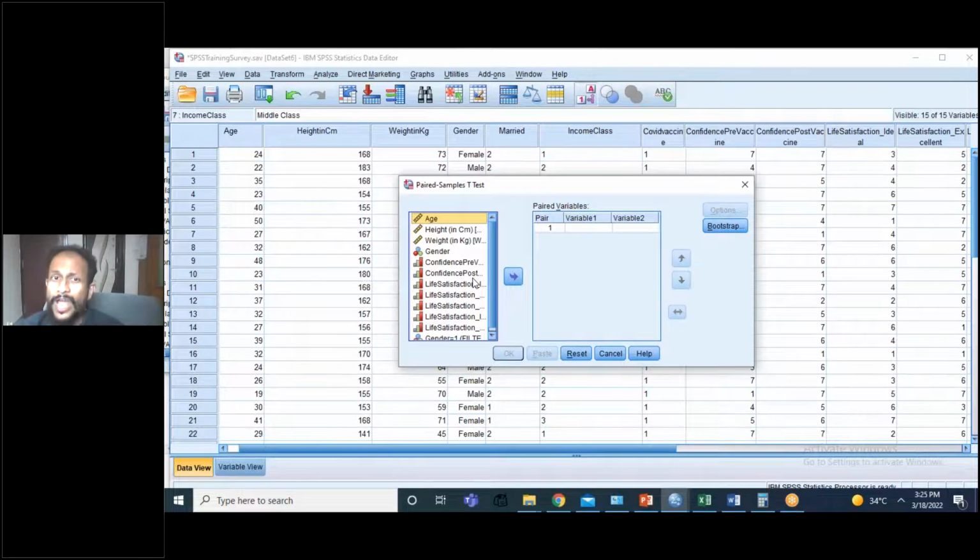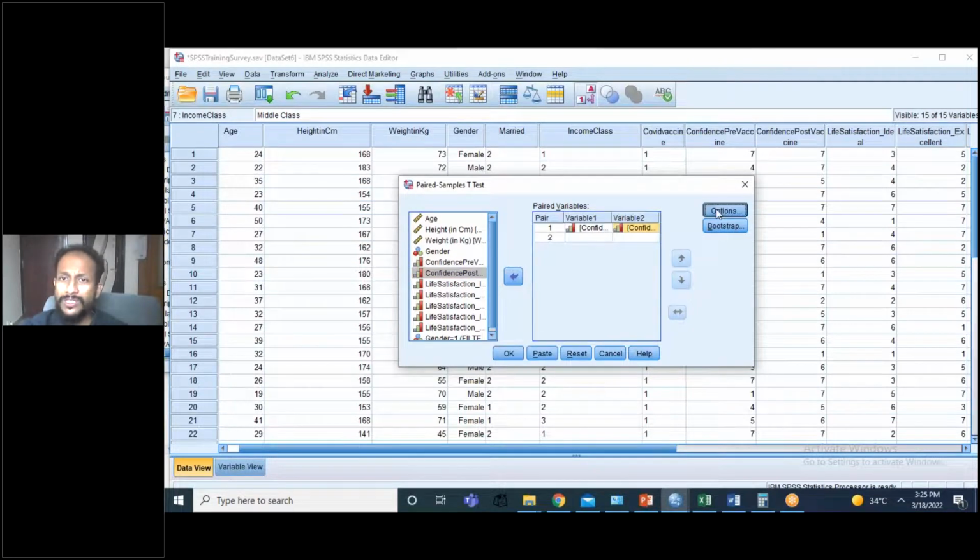That is where I have asked one question: what was your confidence towards the vaccine? Okay, that is towards COVID before taking the vaccine. This is one. Confidence related to COVID after taking the vaccine. That is variable 2, right?